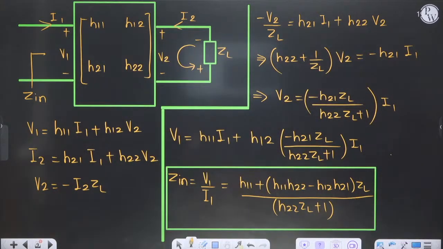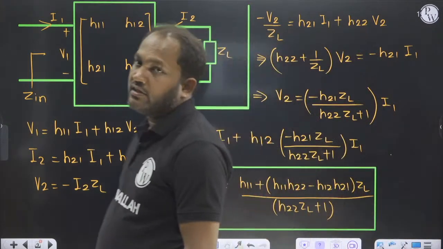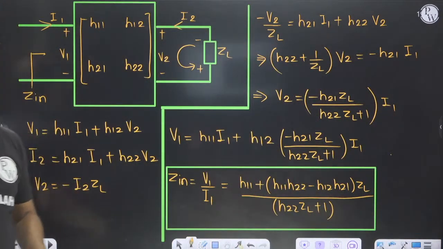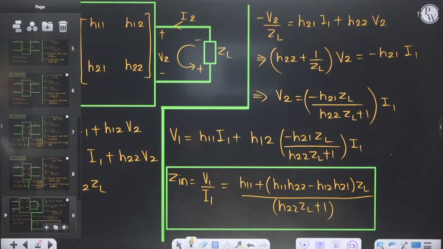So you can find Zin in terms of Z parameter, Zin in terms of Y parameter, Zin in terms of G parameter, H parameter. In the other case, you can find Zin in terms of G parameter also. So there are so many questions they will ask.